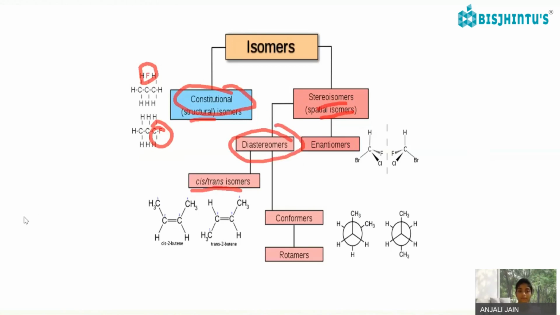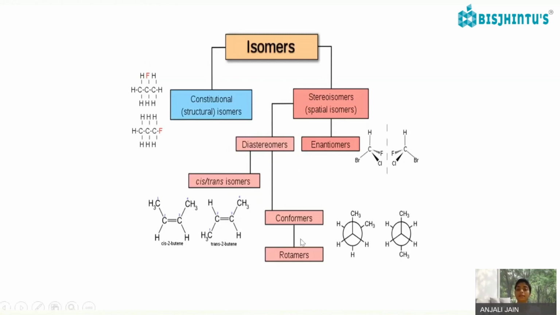Cis isomers are those which have the same structural group attached on the same side, whereas in the trans isomers, like this methyl group trans to butene, if we talk about it, the two methyl groups are attached at different positions. Now we talk about the enantiomers. These are the non-superimposable mirror images of each other. Like if we superimpose these structures, then they won't be able to overlap.